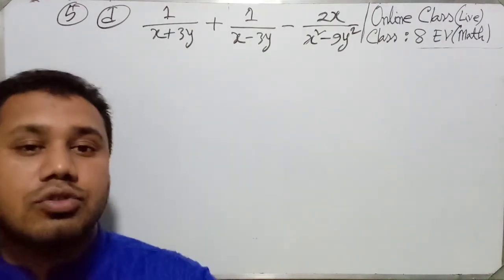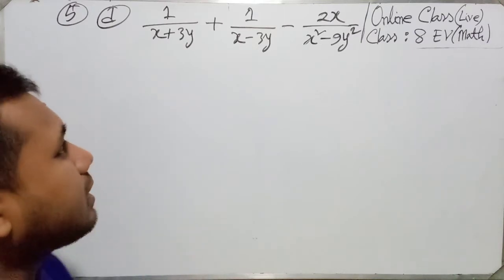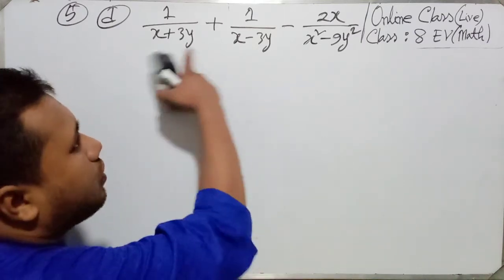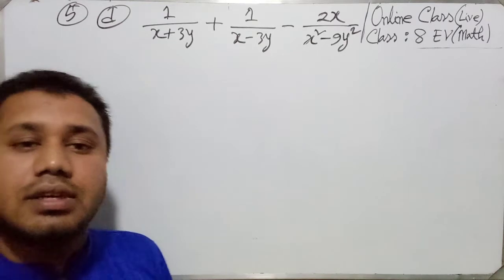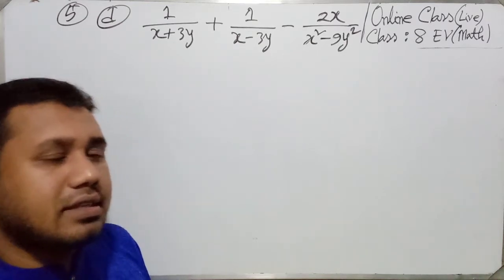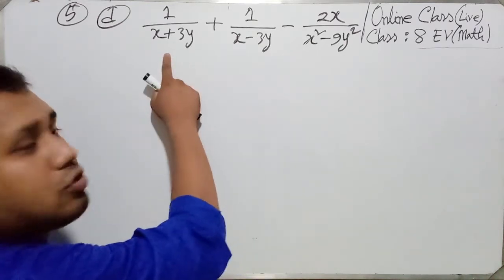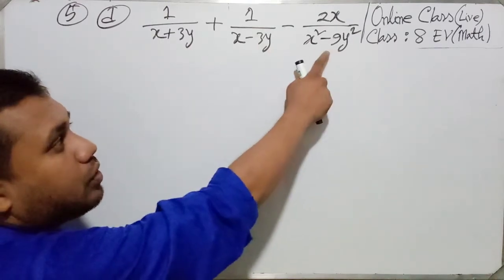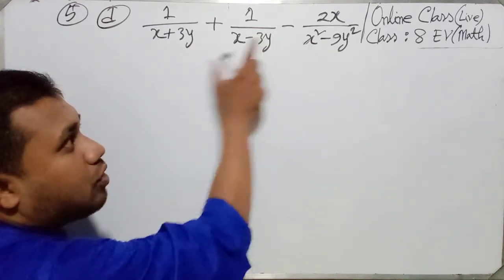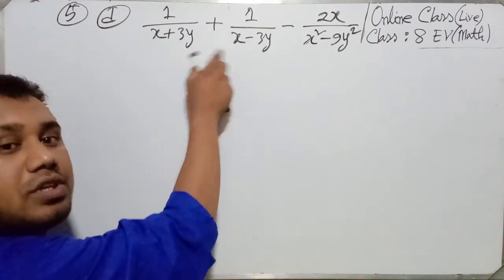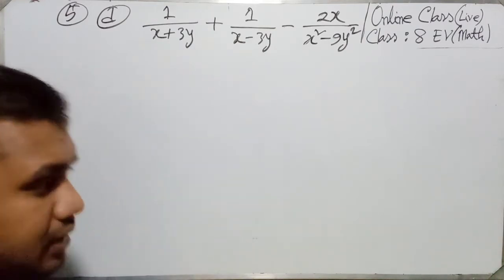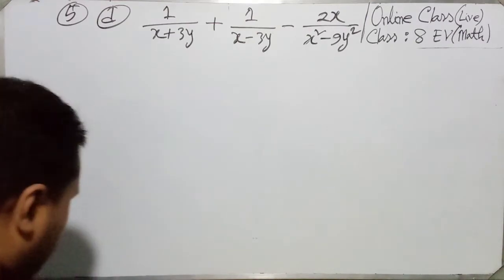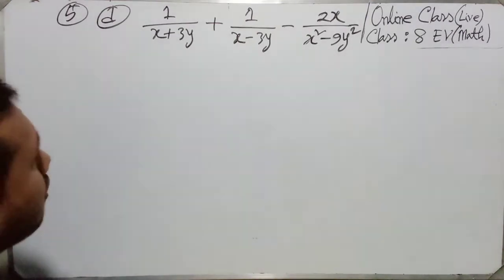Now how can we solve, dear students? Look, there are 3 fractions. These two add and this one is subtract. So we can say at first, if we add these two, then we'll get a sum. Then we can subtract this one from the sum of these two. It will be easy for us. So now dear students, we can solve.